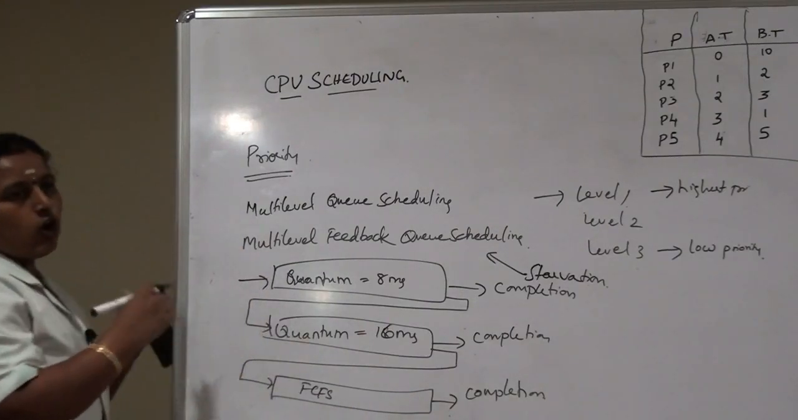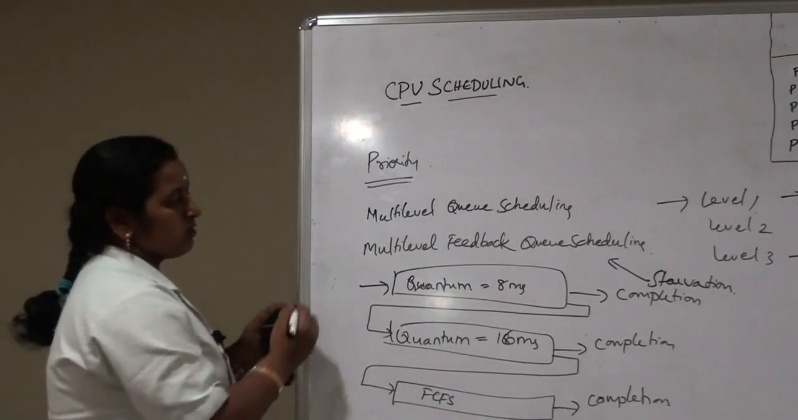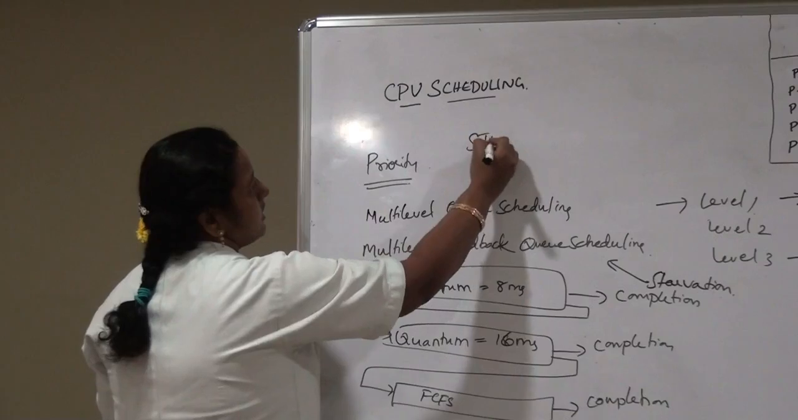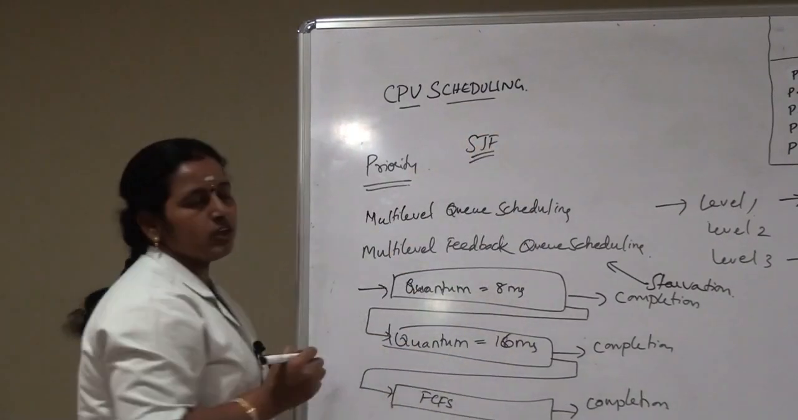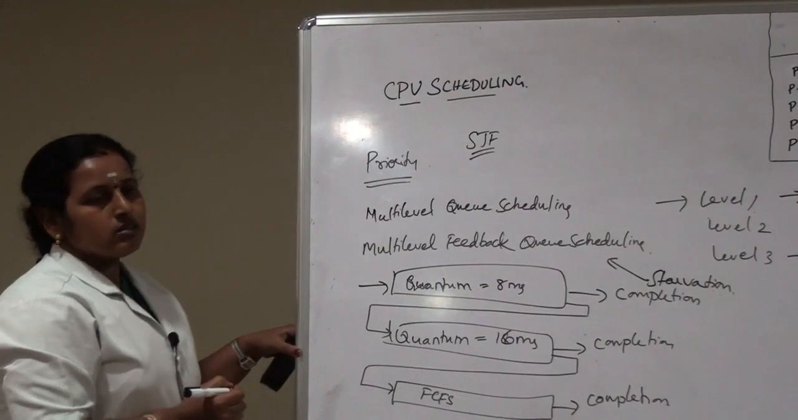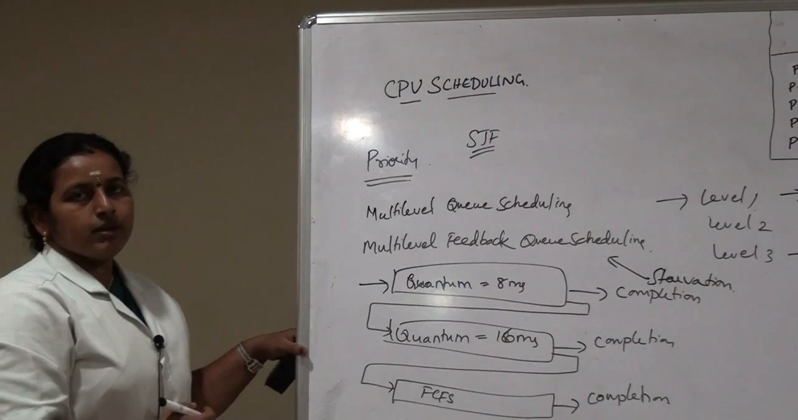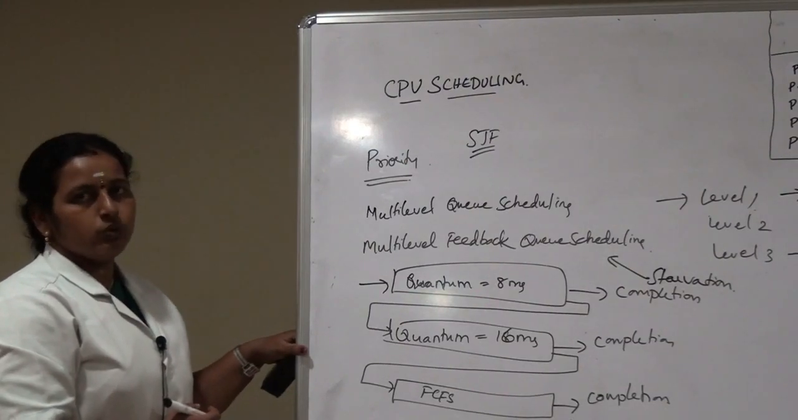In all of these algorithms, when we evaluate, the SJF algorithm is considered the best one. So these are the 6 types of CPU scheduling methods which we have seen now. Thank you.